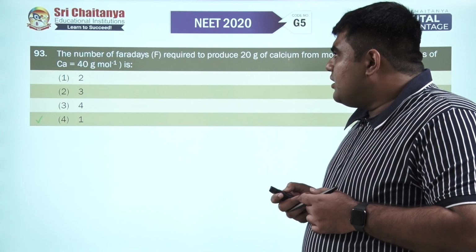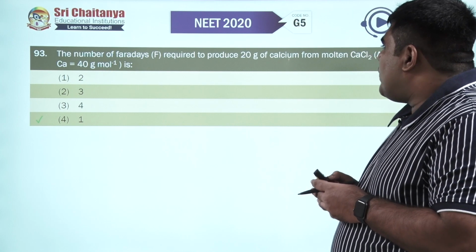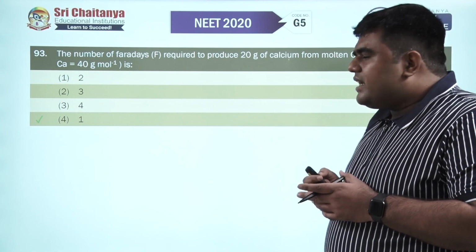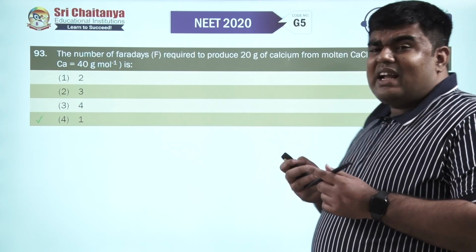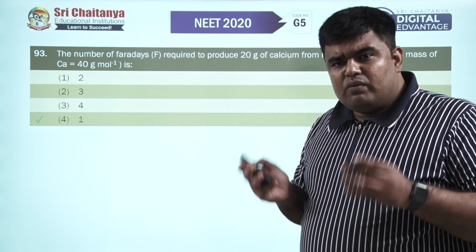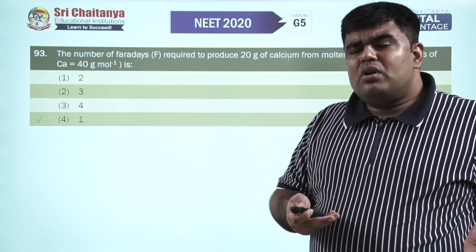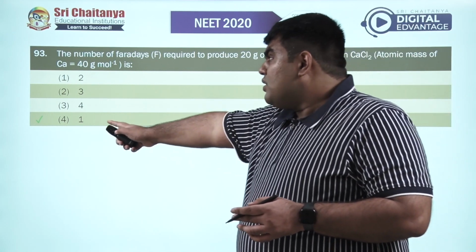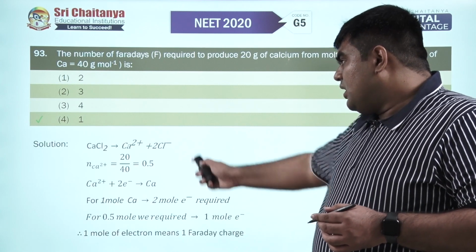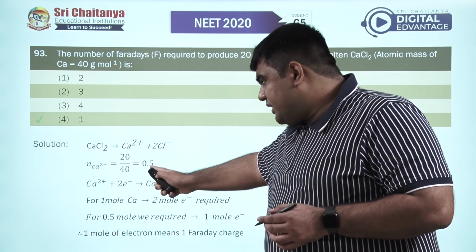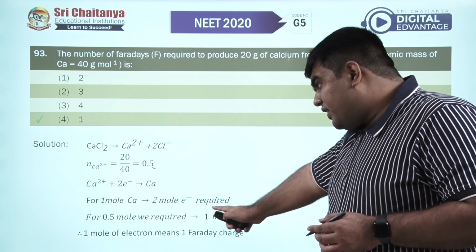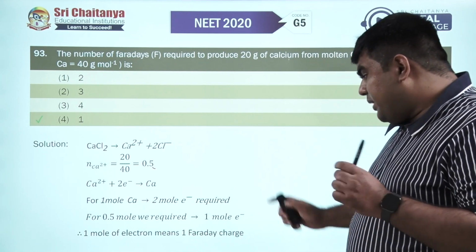Question number 93. The number of Faradays required to produce 20 gram of calcium from molten CaCl2. Atomic mass of Ca is given, that is 40. Now 20 gram of calcium means 0.5 mole. For 0.5 mole, we need 1 mole of electron. 1 mole of electron translates to 1 Faraday charge. So for this question, the fourth option is the correct option. So we have the number of moles of Ca2+ as 0.5; 1 mole of Ca2+ requires 2 mole of electron. So 1 mole of electron means 1 Faraday.